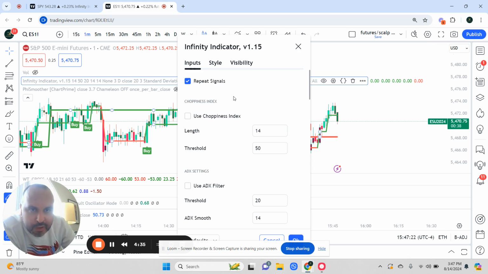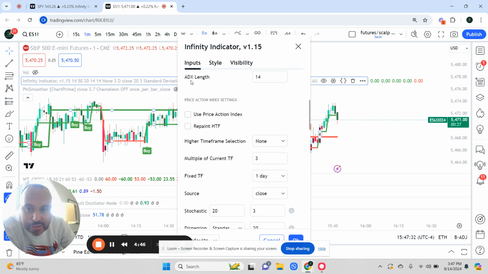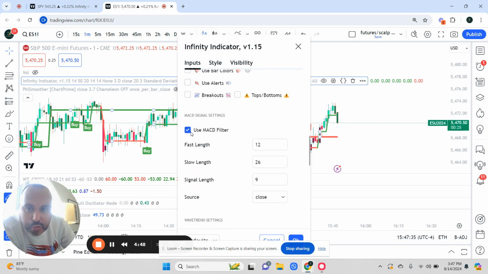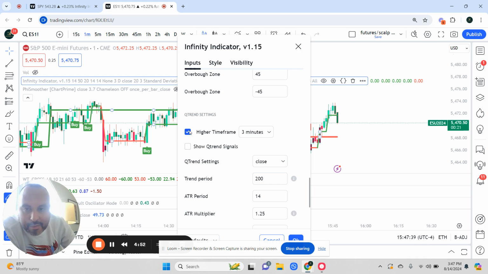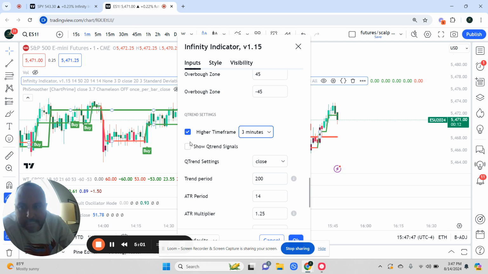Okay. The boxes I want you to have checked, going right down the line, the only boxes I want you to have checked are repeat signals, use MACD filter, and higher time frame. For now, I want you to check this and select 3 minutes. Okay, and this is optional. You can turn this off if you want to.